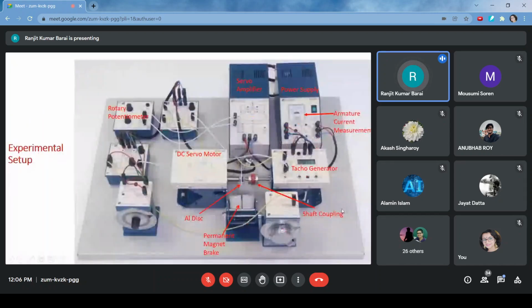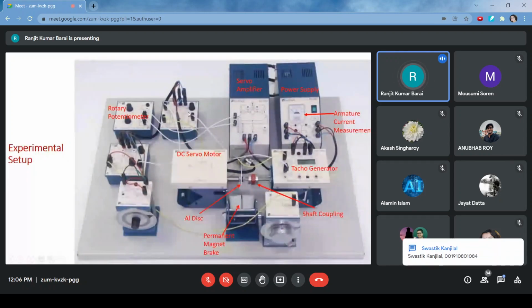Now let us come back to this block, the servo amplifier. As I said earlier, the signal. So here we are getting a signal, here we are getting a signal, here also a signal. The tacho generator, the sensor, also gives a signal. But the signals cannot be fed. The controller, it's a PID controller. So the controller also gives a signal. A signal cannot drive a motor.